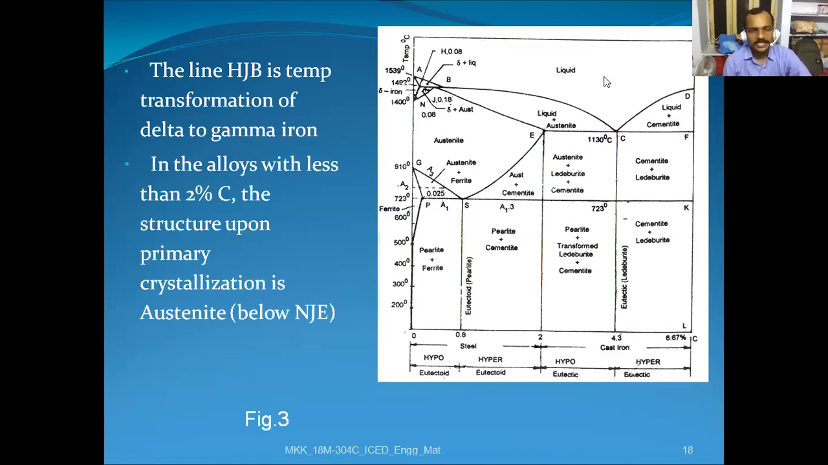In the alloys with less than 2% carbon, the structure upon primary crystallization is known as austenite. That is below NJE. So this is NJE, given as austenite. Alloys below 2% carbon come under steels. If it is below 0.8, they are called hypoeutectoid steels, and if it is above 0.8 up to 2, they are called hypereutectoid steels.